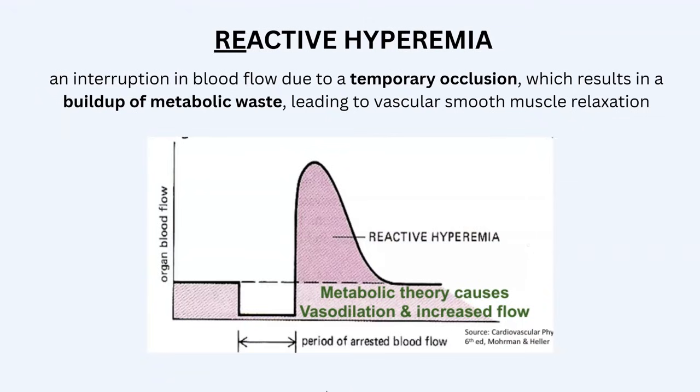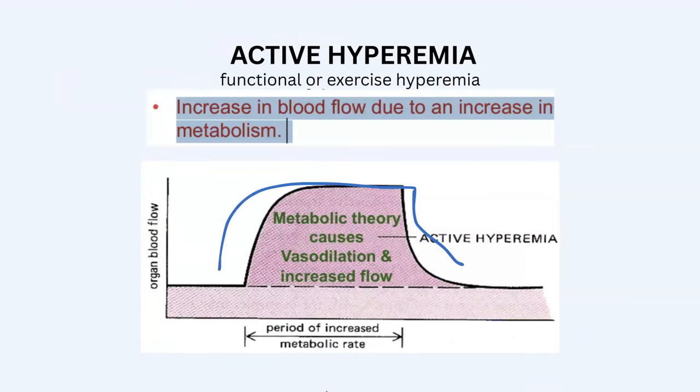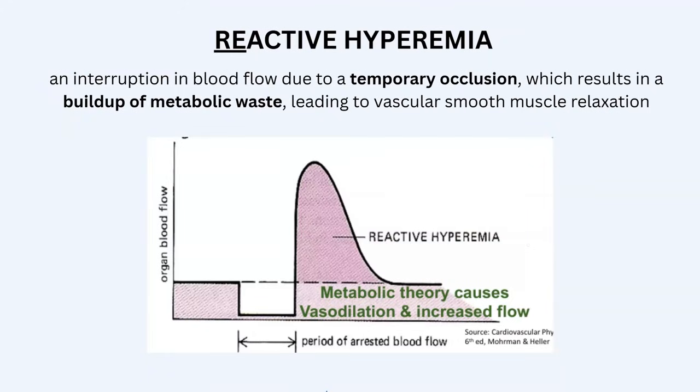Once I remove this, all of the blood is going to increase like crazy because there's all these metabolites. And when you have metabolites, you have vasodilation. Okay, I hope you got that. So again, active hyperemia happens when you have an increase in metabolism because you're exercising. Reactive hyperemia is when you have buildup of metabolic waste because there is temporary occlusion. There's no blood to take all of those metabolites away because it's temporary occlusion.